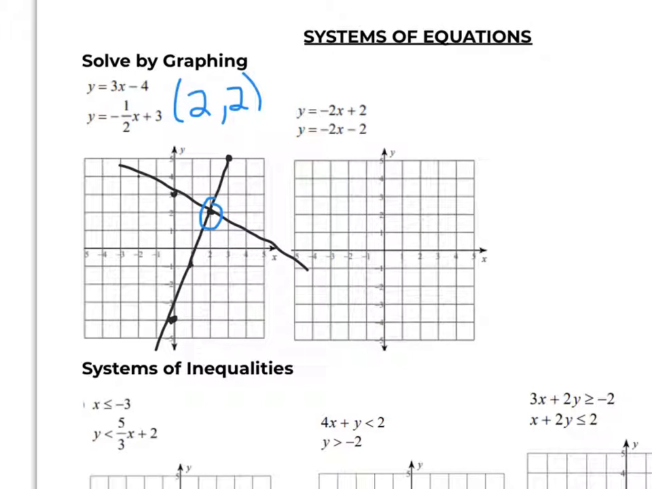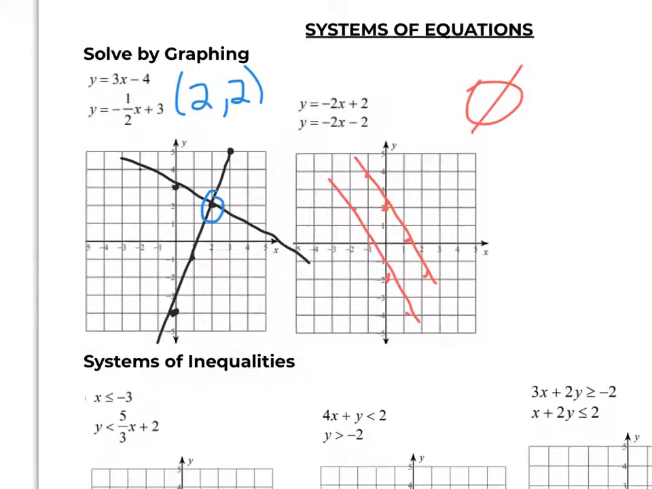But sometimes something weird happens. So begin at 2, down 2, right 1. Begin at -2, down 2, right 1. What kind of lines are these making? These are making parallel lines, which means my solution is none, no solution. So for those I had to give a point.